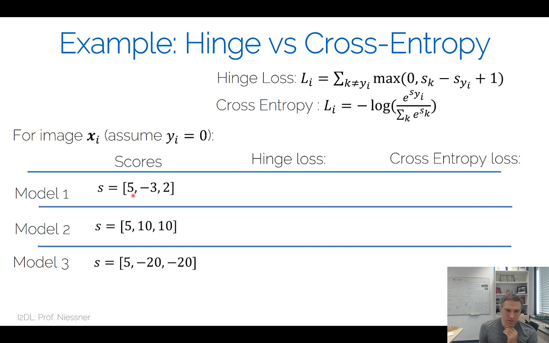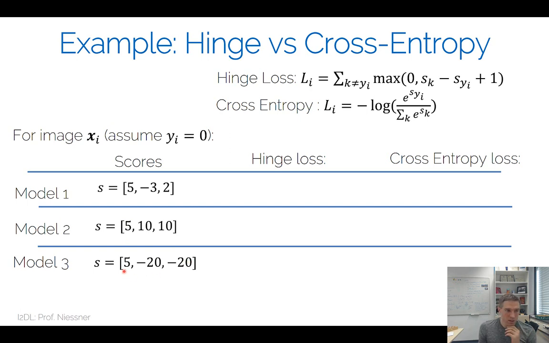Now, what we can see is that between these three models, all of the models predict different stuff, basically. So here it says 5, minus 3, and 2. This one says, well, this is the highest score, so presumably that's the right class. That seems good. Here it's 5, 10, 10. Here the 5 is not the highest score, meaning that this would predict the wrong class. And this one here is 5, minus 20, minus 20. This would again predict the right class.